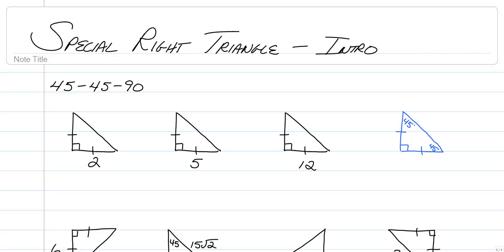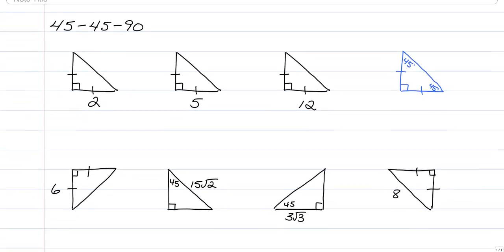Now, at this point, it is absolutely essential that you have good radical skills. You need to be able to multiply and divide and simplify radicals for this to be successful for you. So, what we're going to do is start with the 45, 45, 90 right triangle.